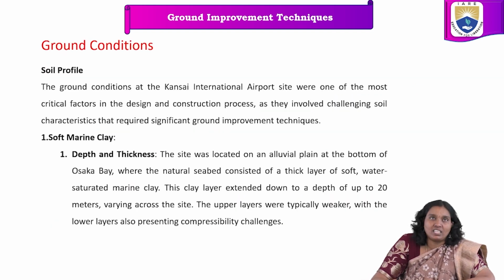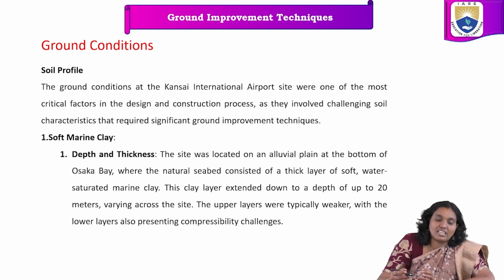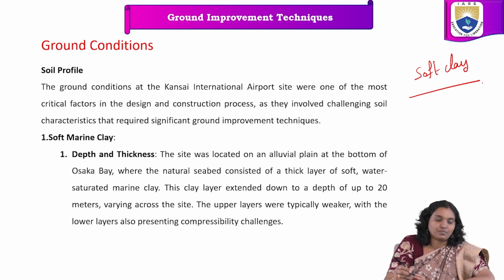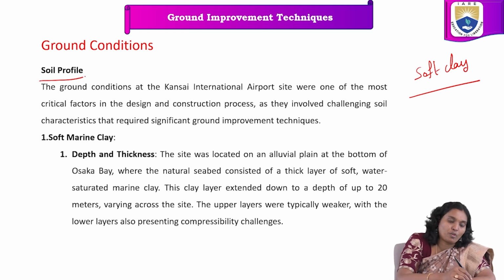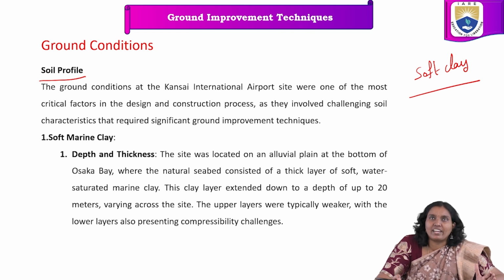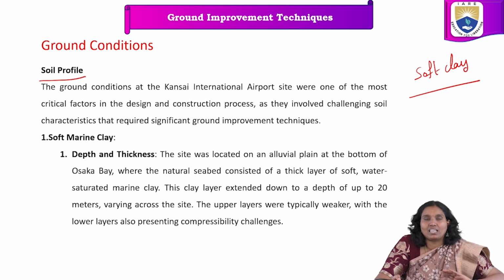Coming to the ground conditions. First we have to understand the ground conditions at this particular locality. What we understand is that it is a soft marine clay. So first we understand the soil profile. The ground conditions at this particular Kansai International Airport site were one of the most critical factors in the design and construction process, as they involved challenging soil characteristics that required significant ground improvement techniques.